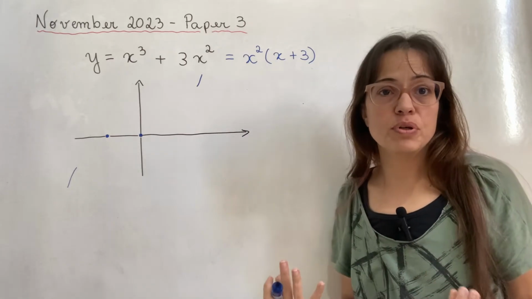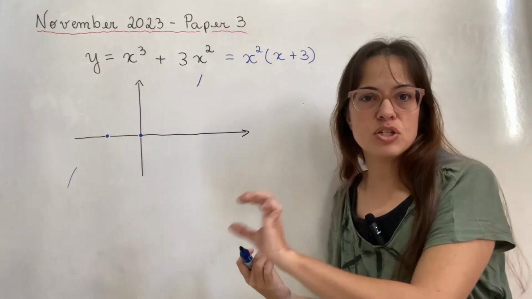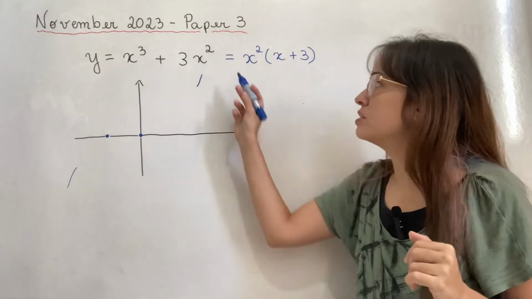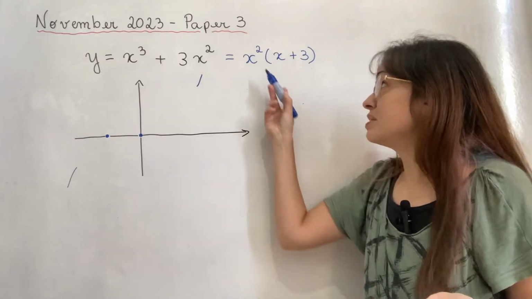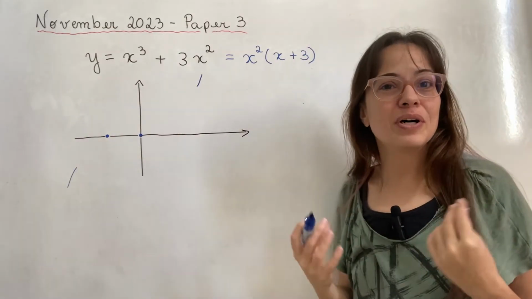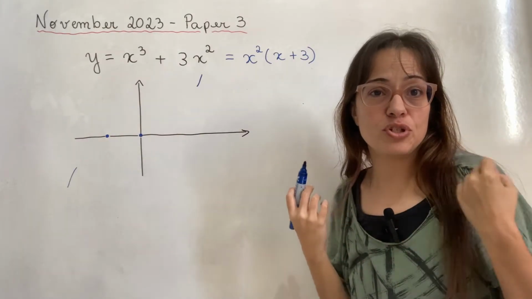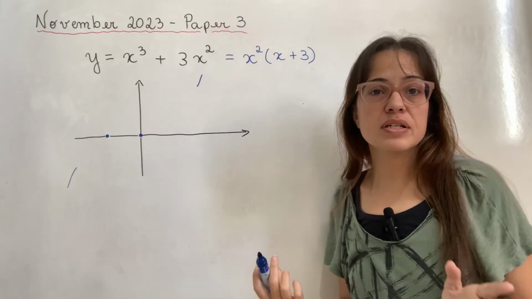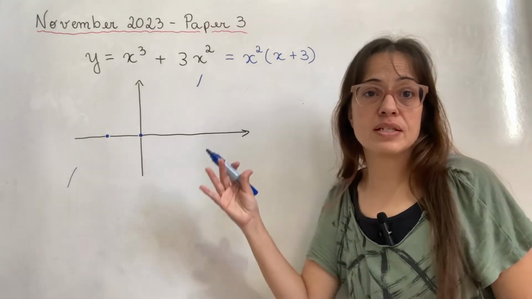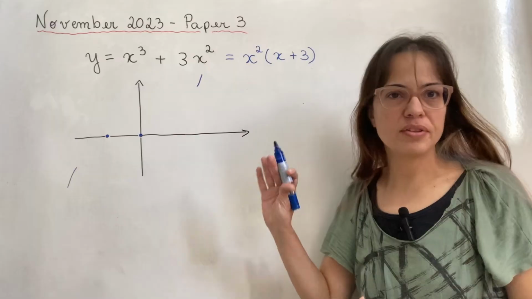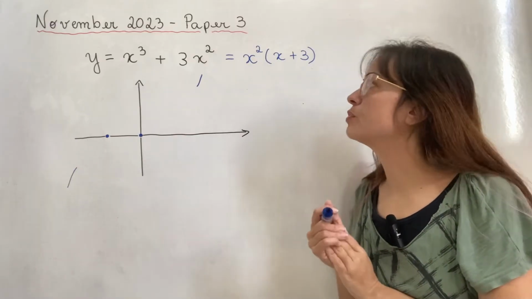Not every polynomial needs to have the multiplicities of all its roots adding up to the degree of the polynomial. This one does. It's 2 plus 1 is 3. But not every polynomial needs to do that, only because sometimes you have complex roots as well. That's not the case here. This question is not going to deal with complex numbers.